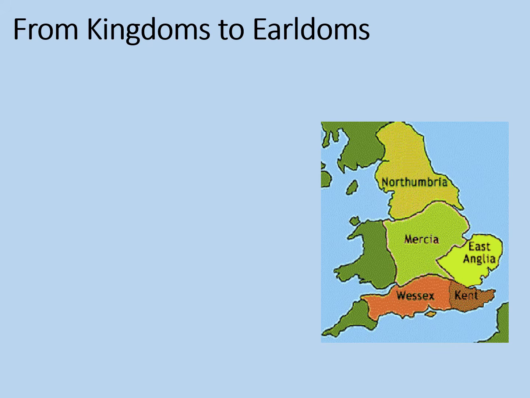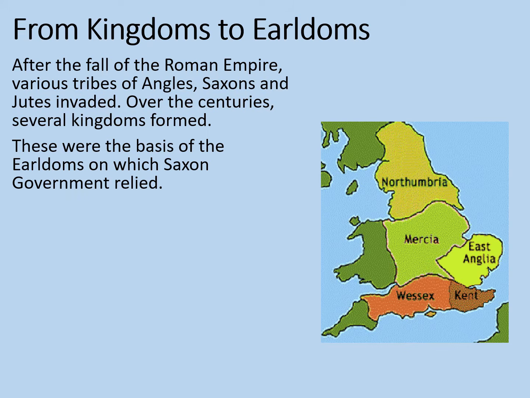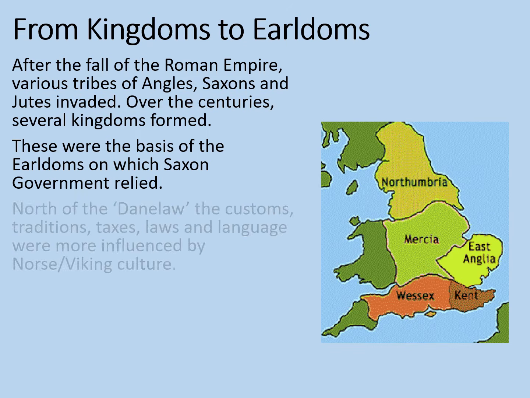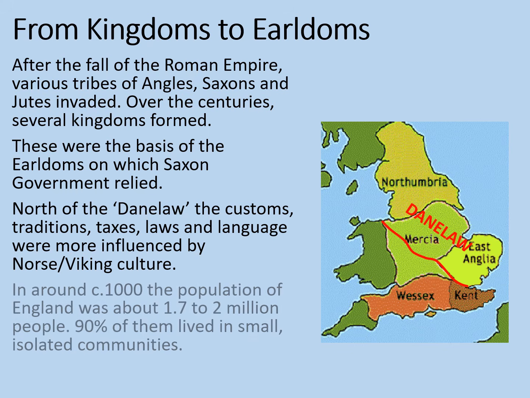From kingdoms to earldoms. After the fall of the Roman Empire, various tribes of Angles, Saxons and Jutes invaded, and over the centuries several kingdoms formed. These were the basis for the earldoms on which Saxon government relied. North of the Danelaw, the customs, traditions, taxes and laws and language were more influenced by Norse or Viking culture.